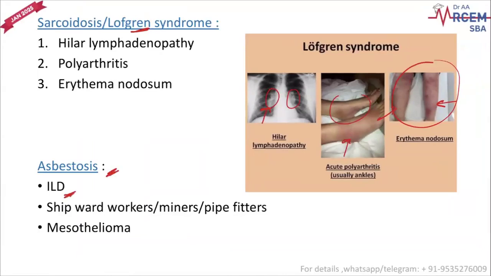Asbestosis causes interstitial lung disease. Asbestos exposure happens in anyone who is a shipyard worker, especially retired shipyard workers, miners, or pipe fitters. In them, you can see it. This can predispose to mesothelioma, which is nothing but a cancer of the pleura. Mesothelioma is a tumor of the pleura.